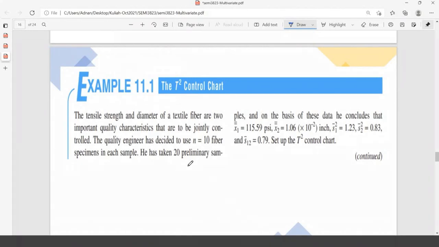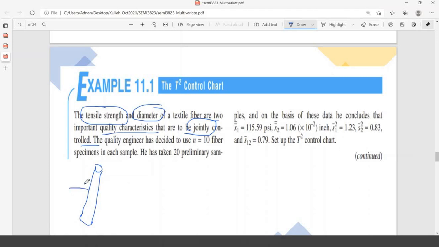This is where tensile strength and diameter are two important quality characteristics that are to be jointly controlled. Okay, we jointly control the tensile strength and the diameter. Maybe you have something that you would like to monitor. The diameter is important, and also the tensile strength is important. You cannot monitor only the diameter or tensile, but it has to be jointly monitored.